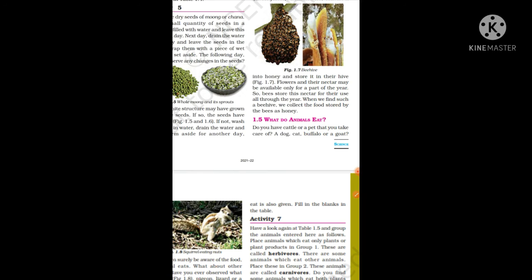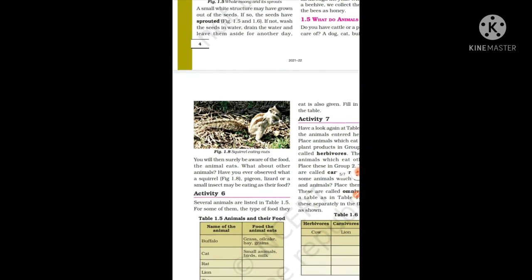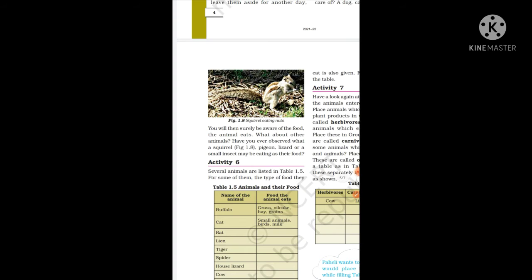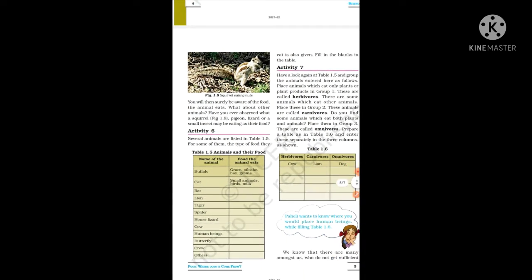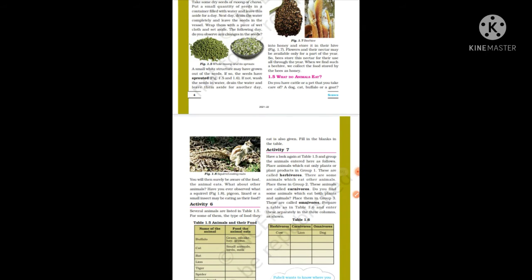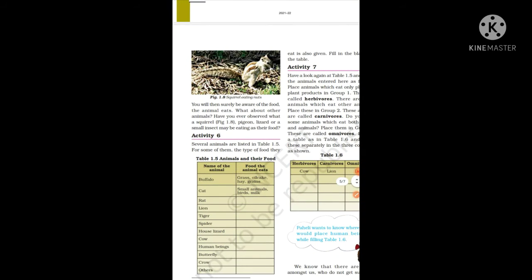Now, what do animals eat? Do you have cattle or a pet that you take care of? A dog, cat, buffalo, or a goat? You will then surely be aware of the food the animal eats. What about other animals? Have you ever observed what a squirrel, a pigeon, a lizard, or a small insect may be eating as their food? We know that about dog, cat, buffalo, or a goat. But do you know about a squirrel, a pigeon, a lizard, or an insect, what they eat?